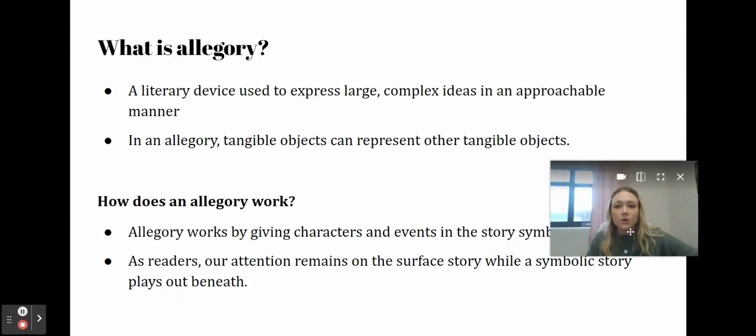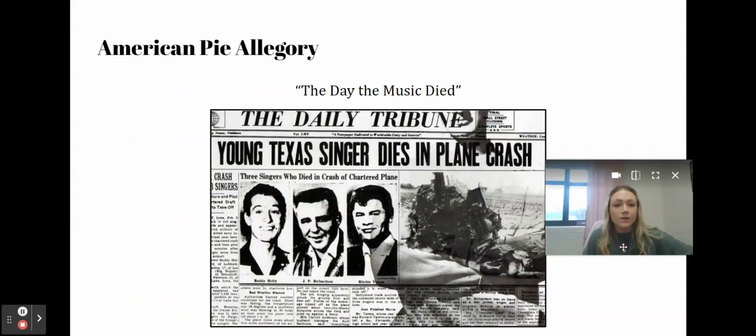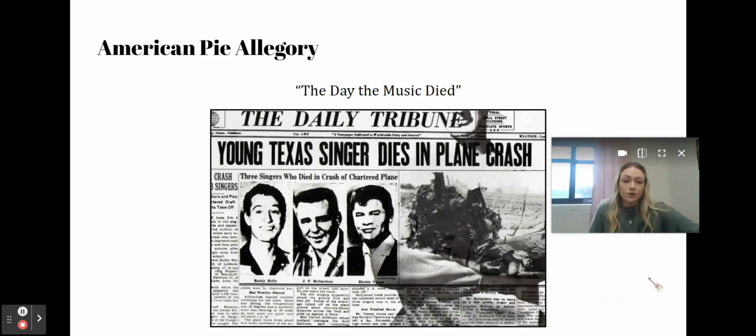So, how does an allegory work? Allegory works by giving characters and events in the story symbolic meanings. As readers, our attention remains on the surface story while a symbolic story plays out beneath. So, the whole story represents something else. It is not one thing, the whole thing represents something else. The song American Pie, which I'm sure you're familiar with, and if you're not, you will be, is an allegory for the day the music died, and lots of other good stuff that we will get into.